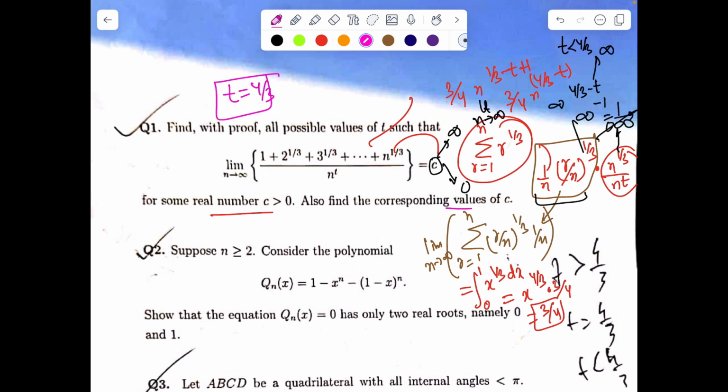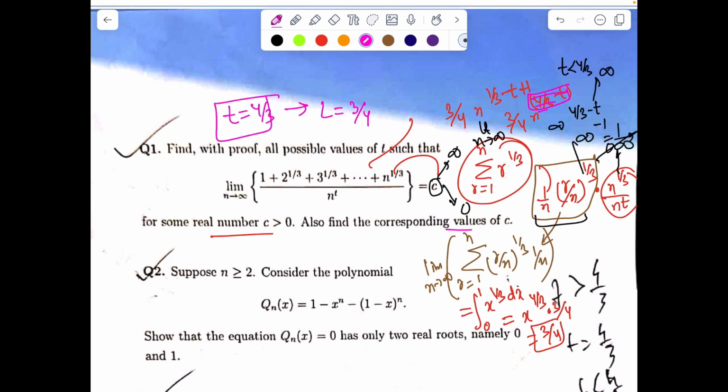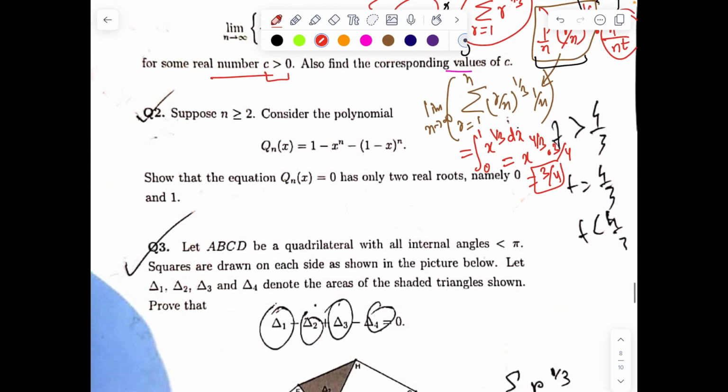One possibility is if I give t exactly 4 by 3. In that case 4 by 3 minus t becomes 0, so the limit is finite, and corresponding to this the answer is 3 by 4. The other case, if I consider t as anything more than 4 by 3, then the limiting value of this expression will go to 0. That is not accepted in our case because we want the limit to be strictly positive. So this was an easy problem.